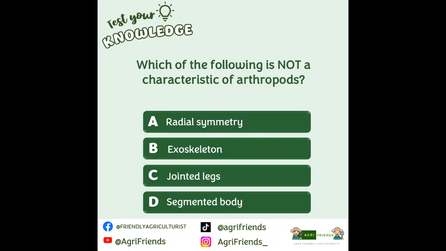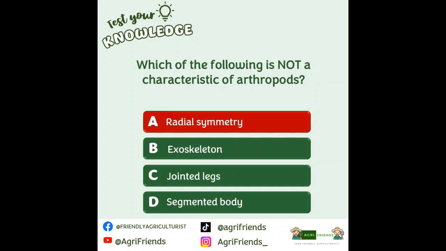Which of the following is not a characteristic of arthropods? A. Radial symmetry. B. Exoskeleton. C. Jointed legs. D. Segmented body. The answer is radial symmetry.